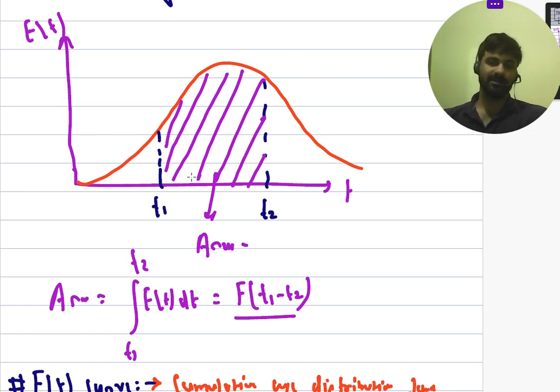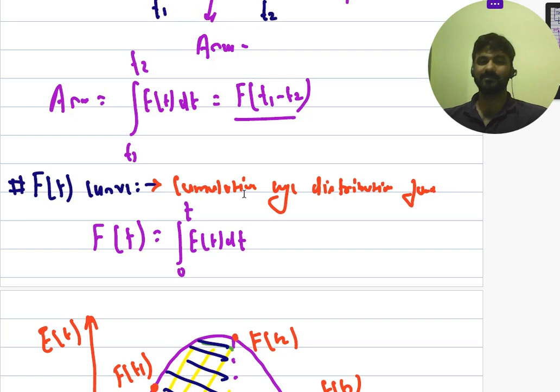So this will give you the fraction of molecules between time 0 to t1 and 0 to t2. And if you want to calculate the fraction of molecules at the exit of the reactor between time t1 to t2, you can calculate the integral from t1 to t2 of E(t) dt, or you can subtract the integral from 0 to t2 of E(t) dt minus the integral from 0 to t1 of E(t) dt, and that will give you the fraction of molecules at the exit of the reactor between time t1 and t2. Is that clear?